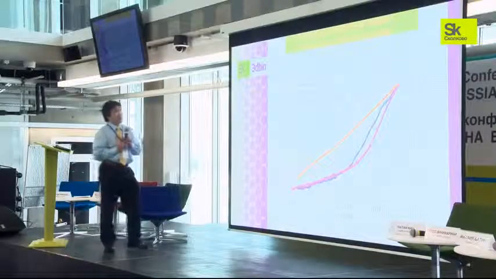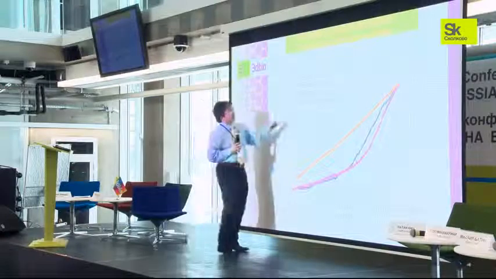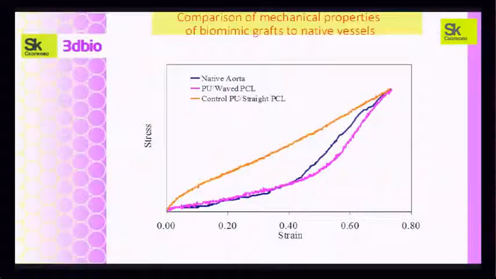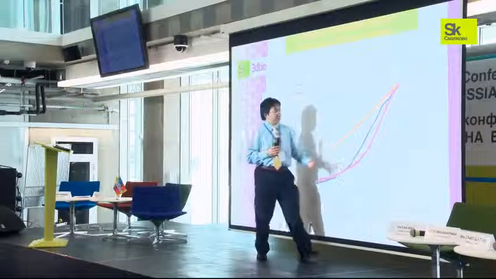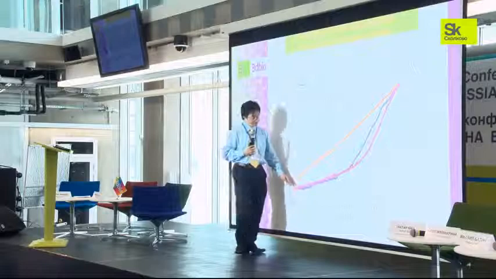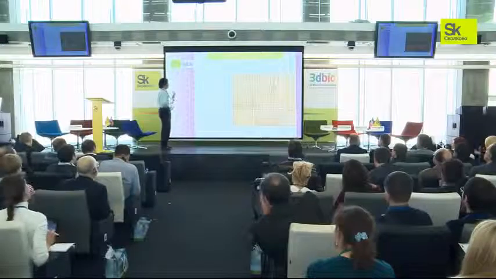So if you measure the mechanical property, you can see the blue one is the native vessel. The orange one is all the straight fibers. If you only have straight fibers, the mechanical property will look like this. If you have both wavy and straight, you pretty closely mimic the mechanical property of the vessels. So using this simple approach, you can mimic the wavy and the straight structure of the extracellular matrix in the blood vessels. Yeah, you can see the change.